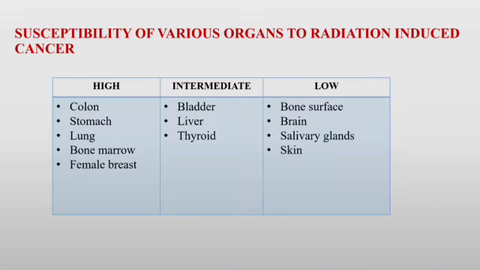So here is the susceptibility of various organs to radiation-induced cancer. It can be classified as highly susceptible, intermediate and low susceptible. Highly susceptible organs are colon, stomach, lung, bone marrow and female breast. Intermediate susceptibility includes organs like bladder, liver, thyroid. And low susceptible organs include bone surface, brain, salivary glands and skin.